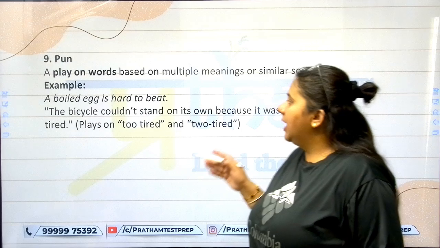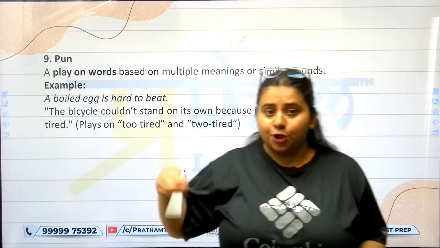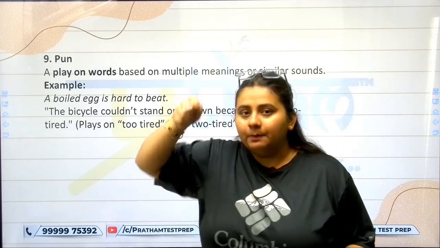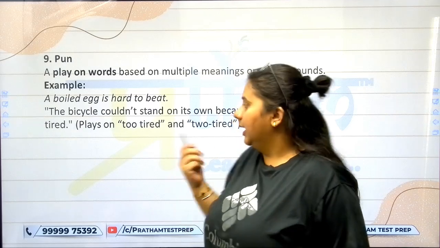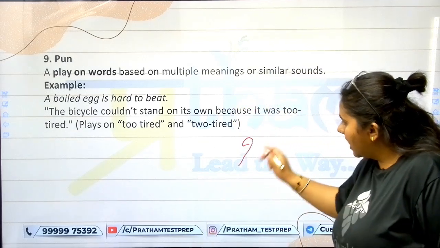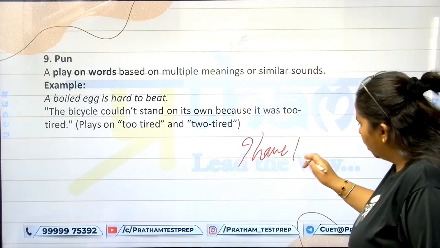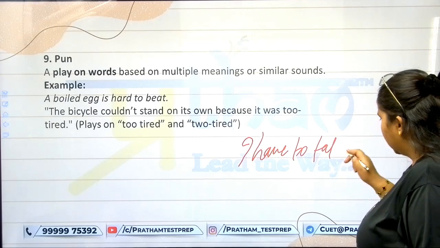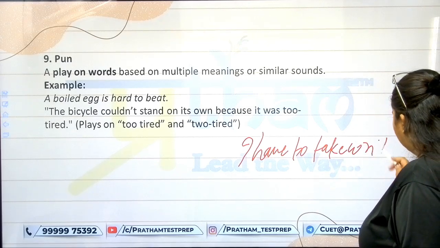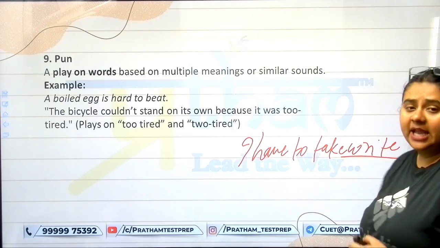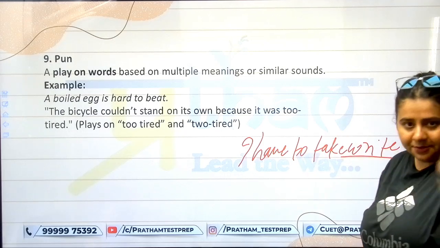Example: a boiled egg is hard to beat. So you're talking about that beat, not that beat. Right? It's a word play. For an example, if I say, I have to take right, which means I'm talking about a turn, that right turn I have to take.